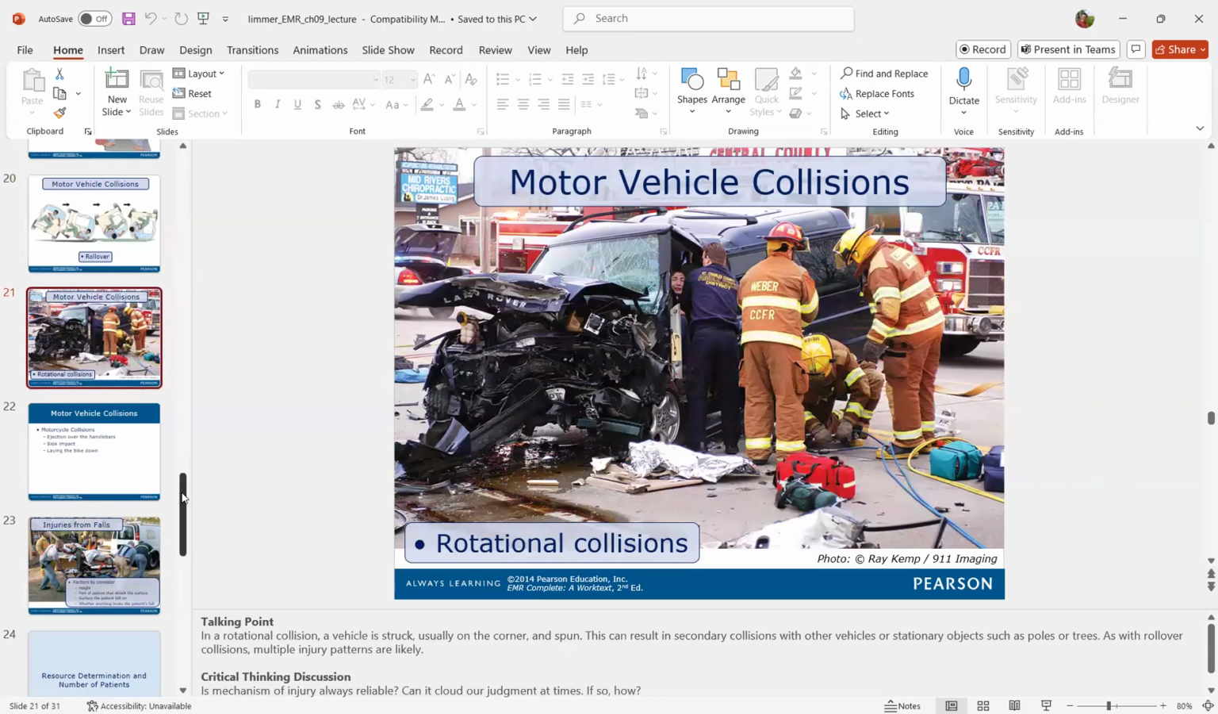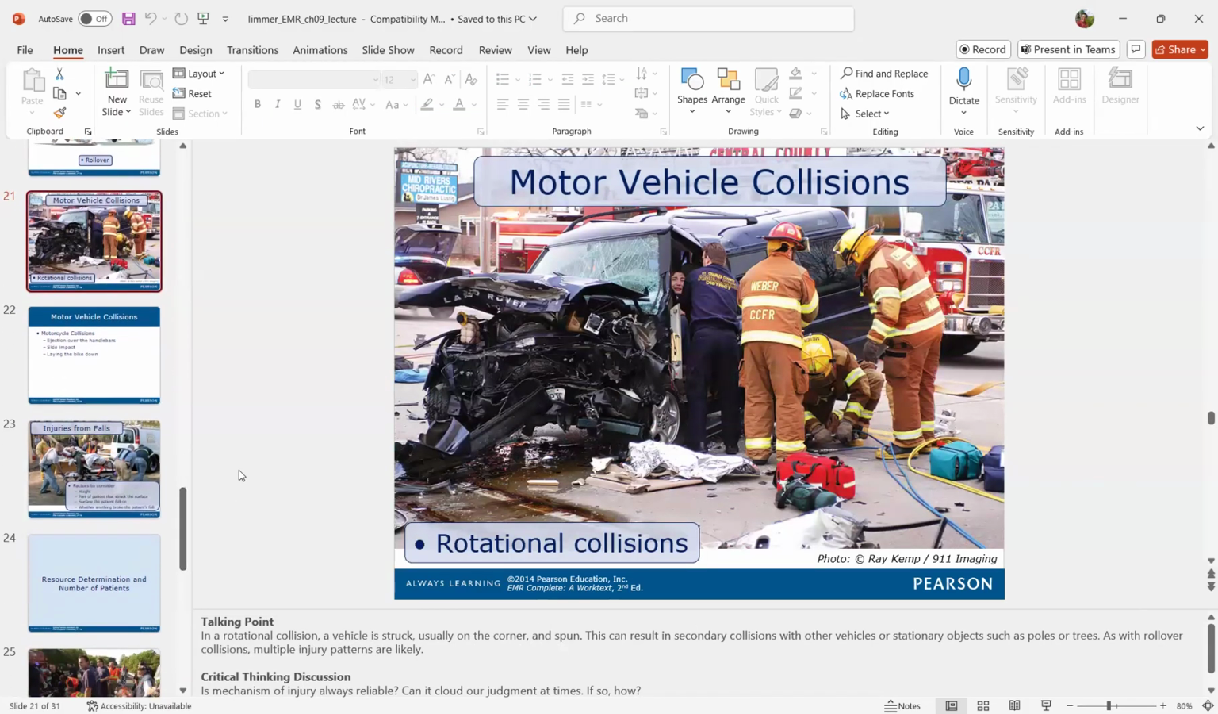You have rotational collisions. A rotational collision is when a vehicle is struck, usually on a corner, and then spins. This can result in a secondary collision with stationary objects or vehicles, trees, poles. So if you get hit, you spin around, you hit something else. As with rollovers, multiple injury patterns are likely with patients involved in rotational collisions.